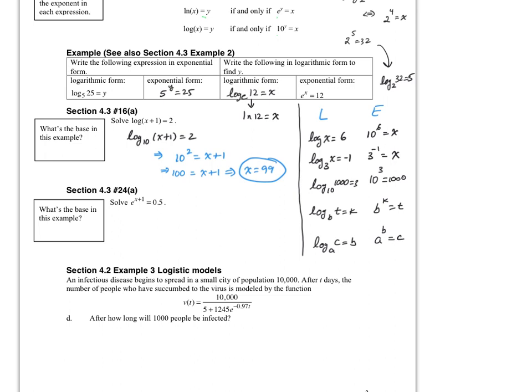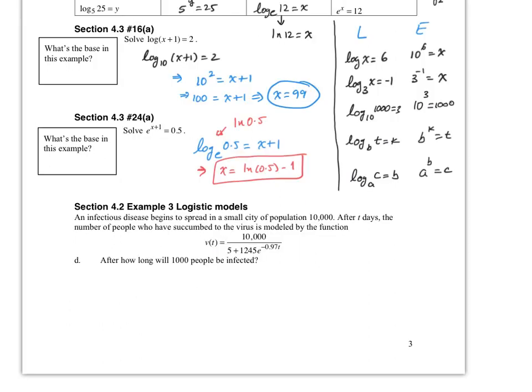Now, sometimes the question is given in exponent form, and you have to switch it to log to solve it. So here it will switch to log. This will be log base e of 0.5 equals x plus 1. Remember that this, you can just rewrite as ln of 0.5, sorry, not 5. So therefore x is going to be ln of 0.5 minus 1. Then just use a calculator and you're done.